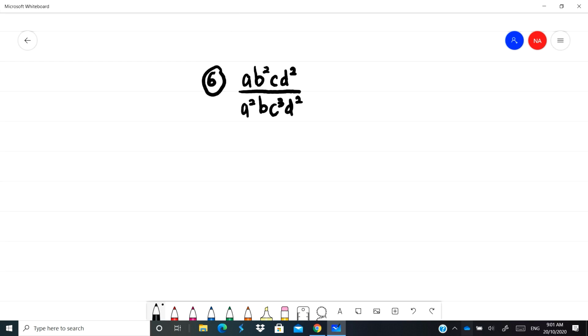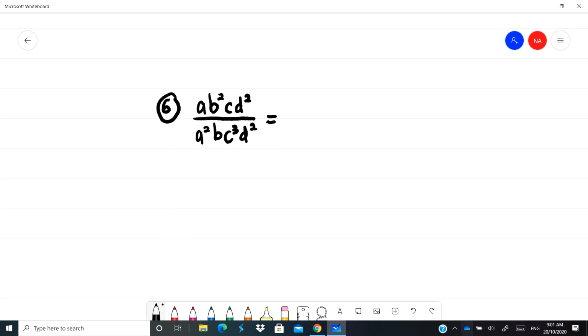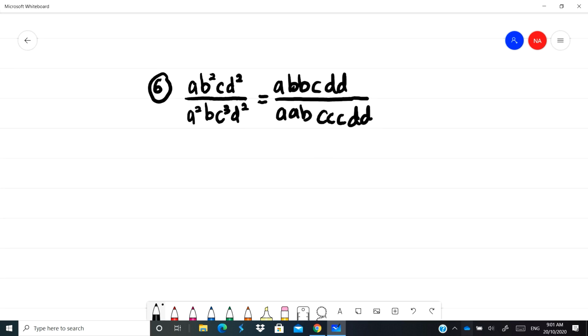Alright. So let's look at number 6. Okay. We have this. So we have AB. So I'll just write A, B, B, C, D, D. Divided by A, B, C ada 3 kali. And then D ada 2 kali. So kita boleh potong atas dan bawah yang sama.